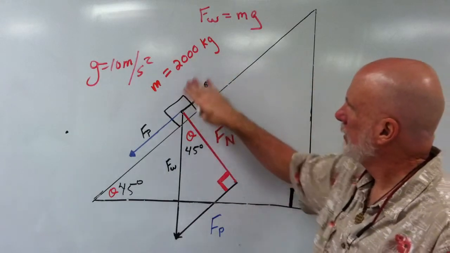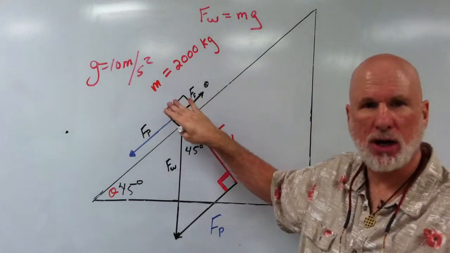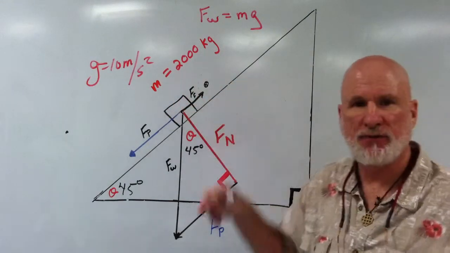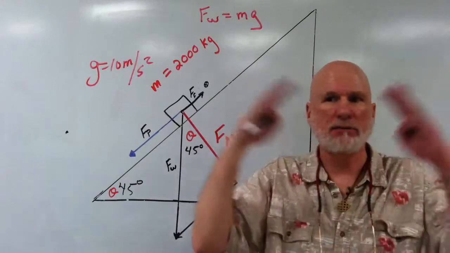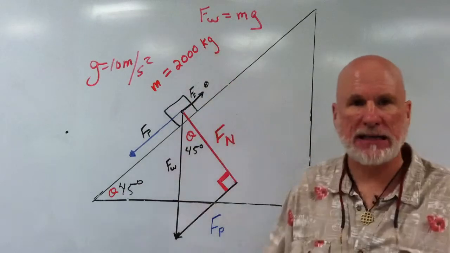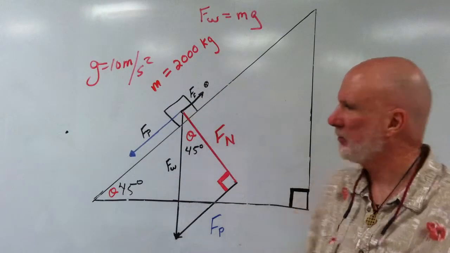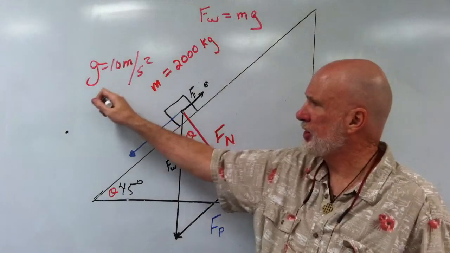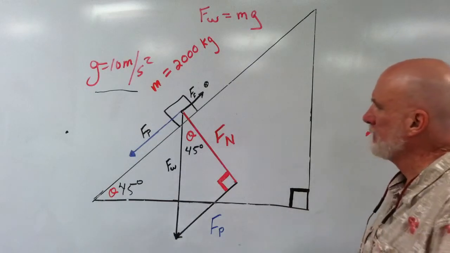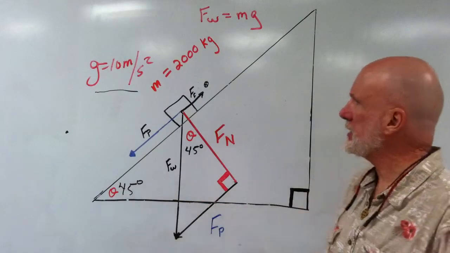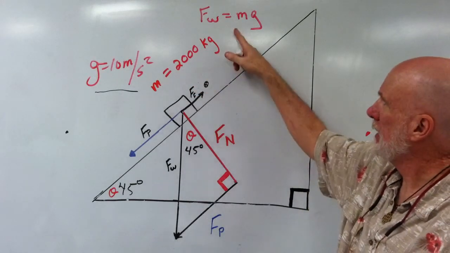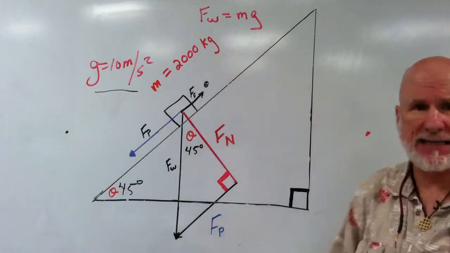We have a large car on a roller coaster that's filled with people, Great Adventure, wherever the case may be, and it's 2,000 kilograms, the whole car with the people. I'm going to use 10 meters per second squared for g. I like to round it up. The angle is going to be 45 degrees. Again, the mass is 2,000 kilograms. That's a large mass. And I just put here the basic Fw.